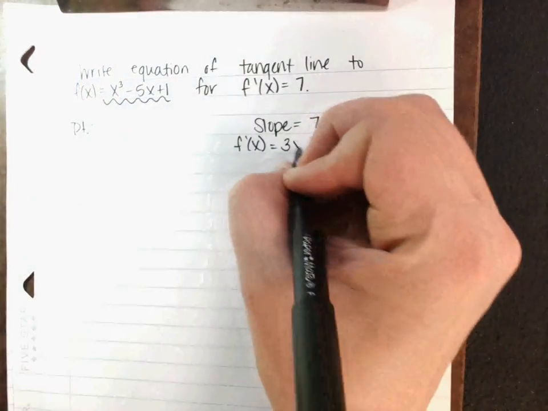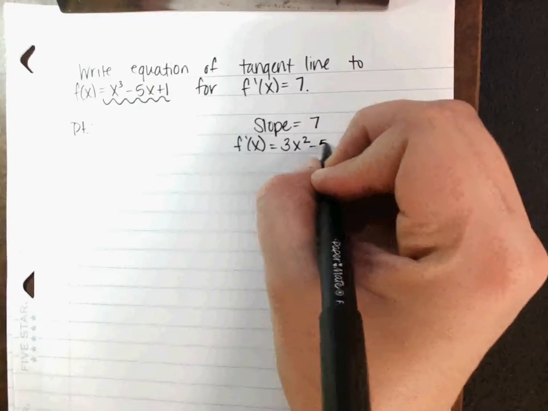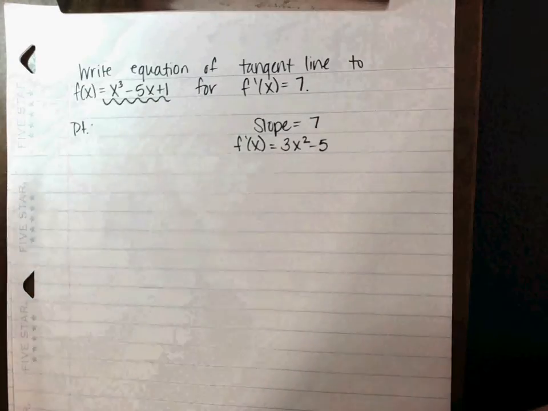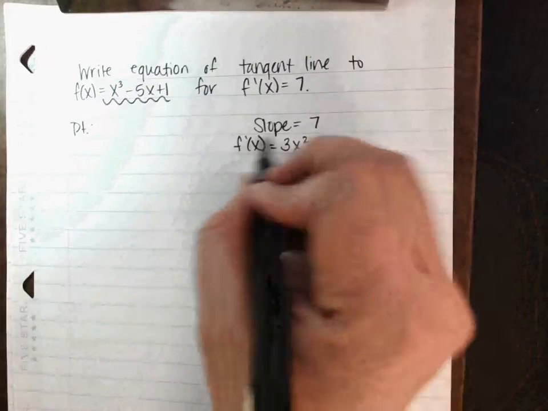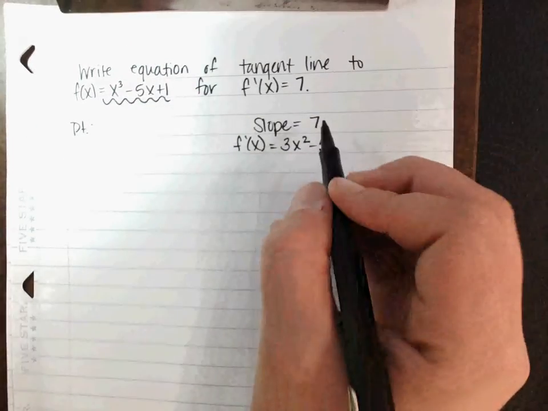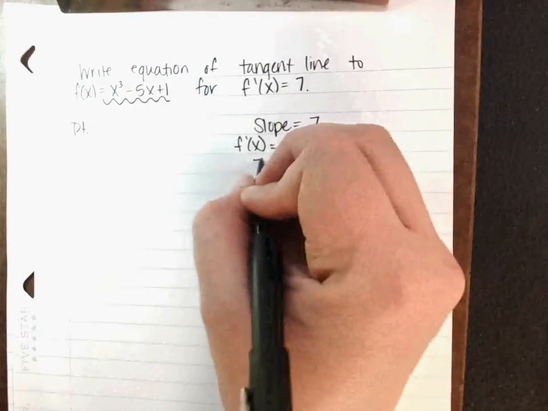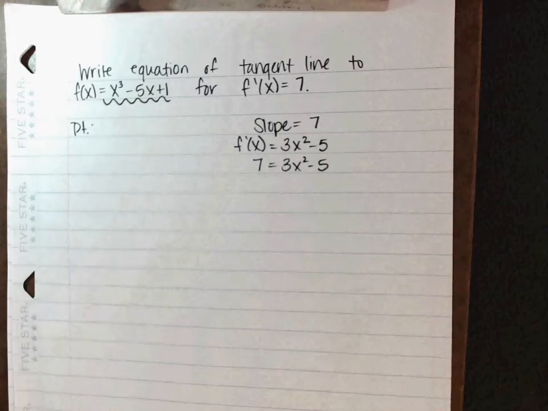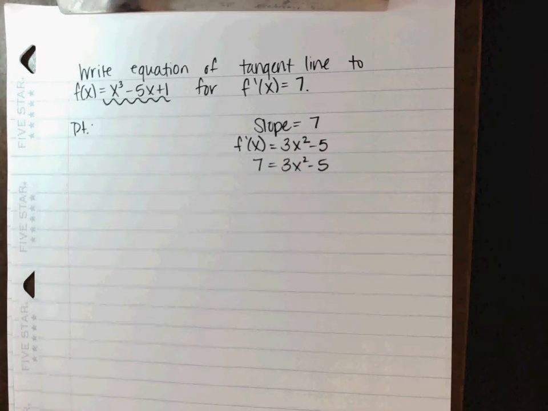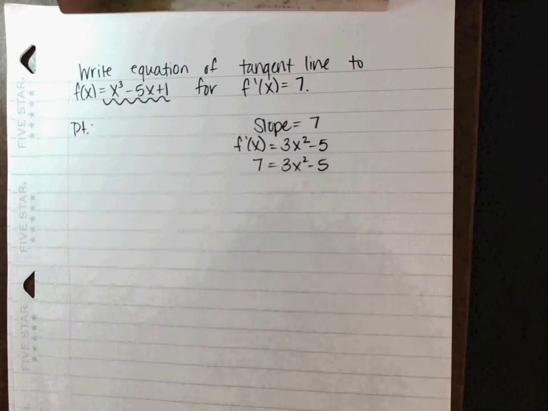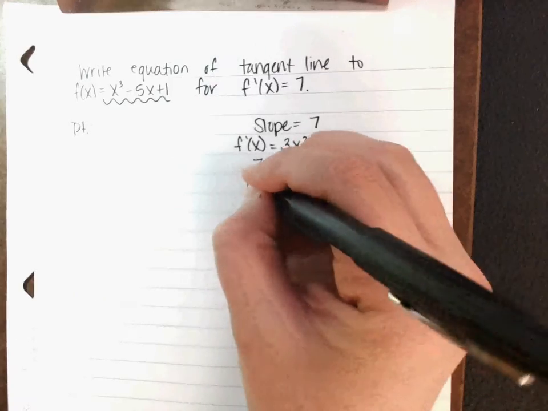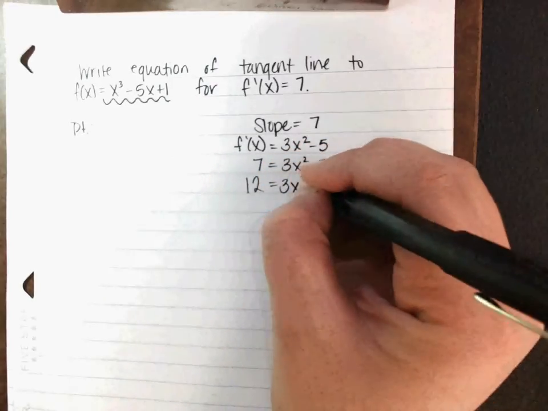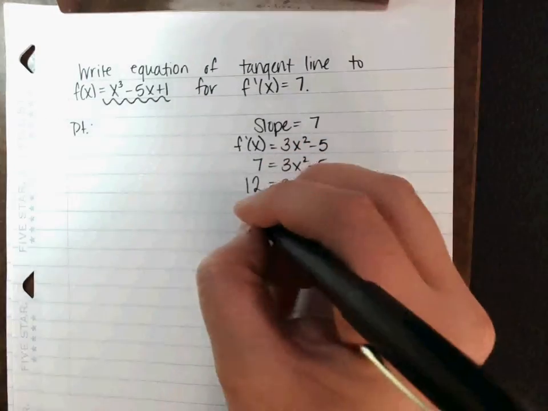3x squared minus 5. What about the plus 1? Okay, that's my derivative. What do I want it to be equal to? 7. So I would let 7 equal 3x squared minus 5, and then solve, just like yesterday. But instead of being horizontal with a 0 slope, they're asking for a slope of 7. So add the 5 across, we'd get 12. Then divide by 3. What will we get?